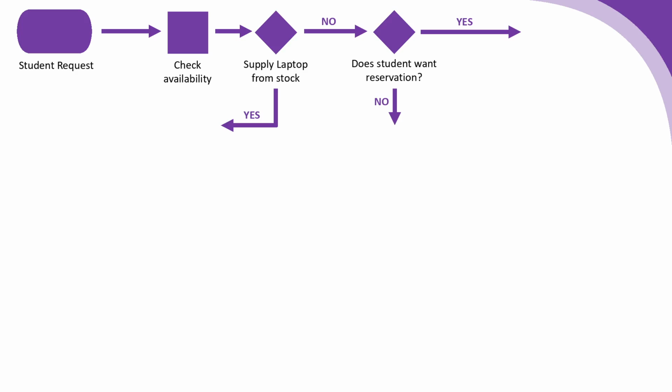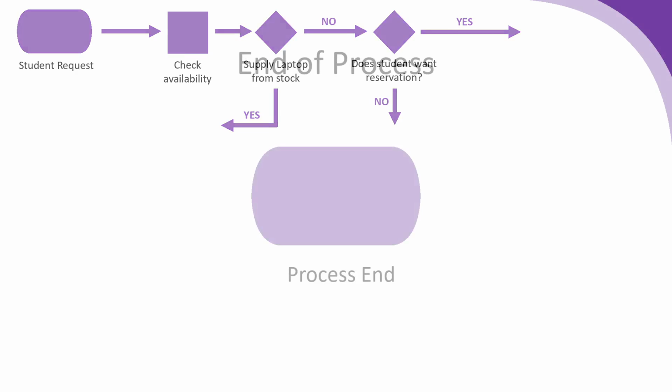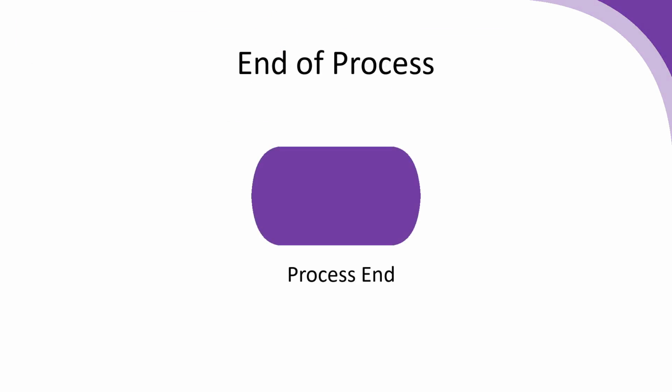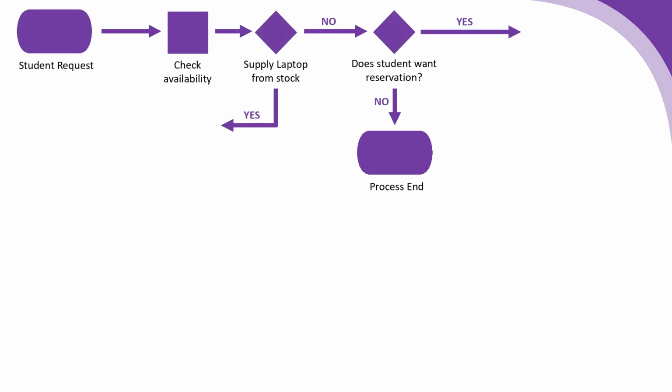If we do the same thing and follow our no branch first, we're going to use the same symbol that we use to start the process to end the process. So if the student declines to make a reservation, there's nothing more we can do for the student. That brings the service interaction to an end. So the service will finish at this point. So let's go back and look at our yes branch.